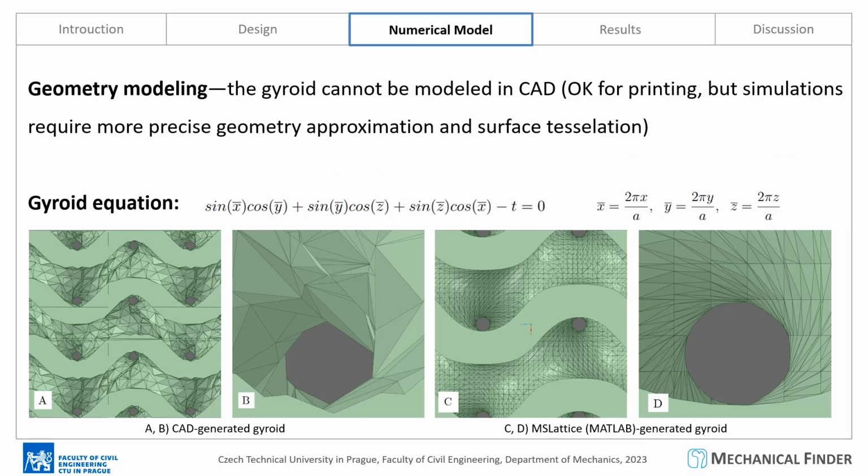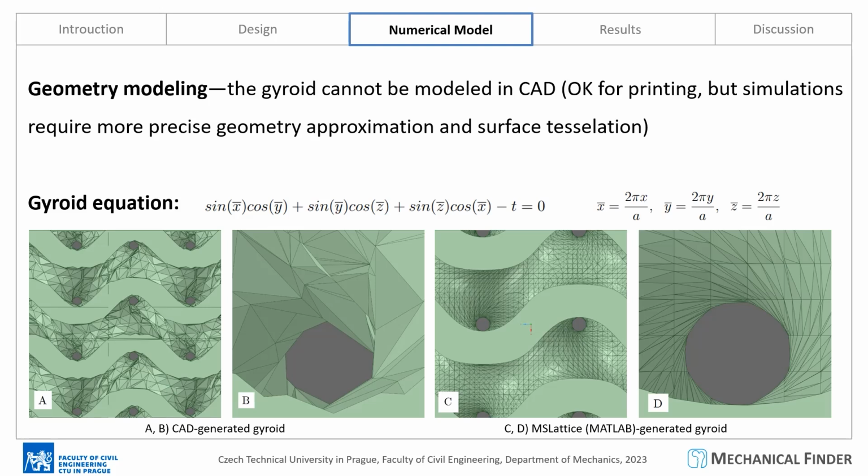Notably, the CAD environment cannot be used for modeling the gyroid structure for the purpose of finite element simulations, because the quality of the approximation of geometry and surface tessellation is very bad. As you can see from the images on the left, the ones labeled A and B, those correspond to the CAD generated gyroid structure. As you can see, there is a lot of geometry errors, a lot of disconnecting nodes, and a lot of overlapping faces.